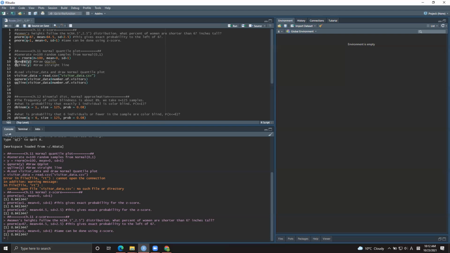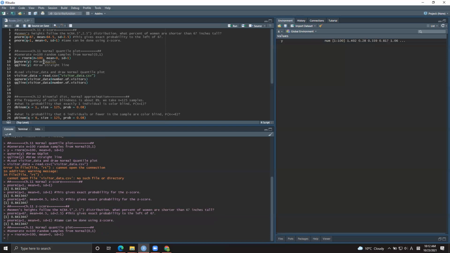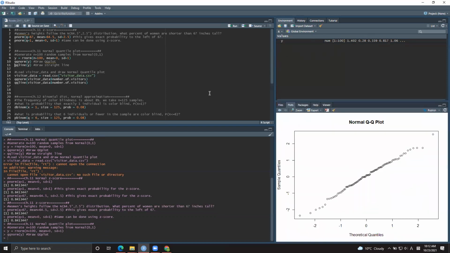So then this will return a plot of y against a normal distribution. So let's go ahead and do that. I run the first line. You see now y has been generated. There are 100 elements in y. And run the next line. Then I get this normal quantile plot.